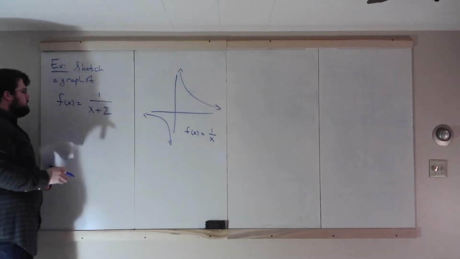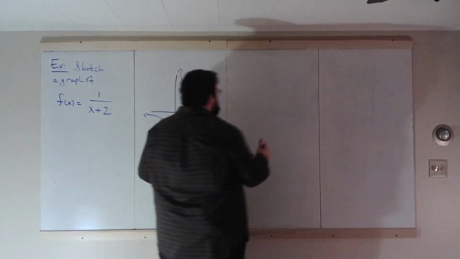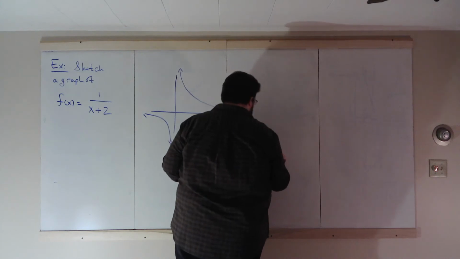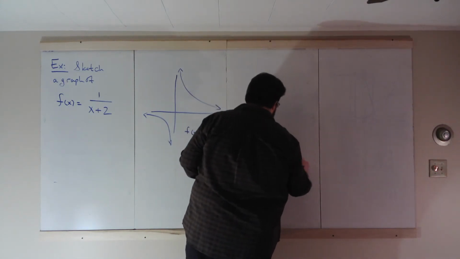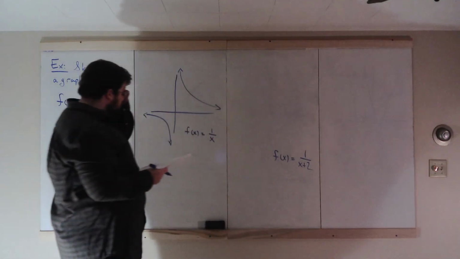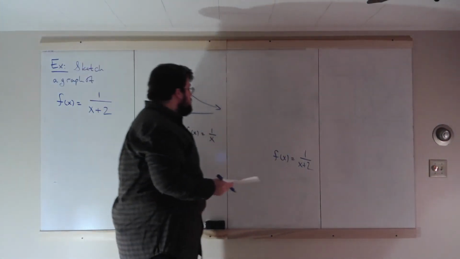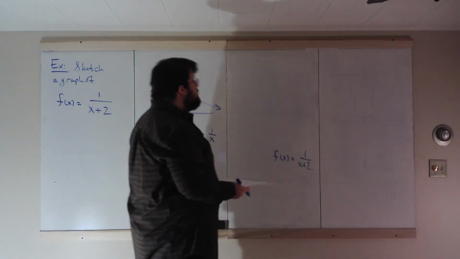And what happens to that 1 over x? Well, we take a 2 and we put it on the x, and we get f of x equals 1 over x plus 2. How can we see this transformation? Well, we can use that remark I had before when going through the first example. This plus 2 will cause it to shift to the left 2 units.